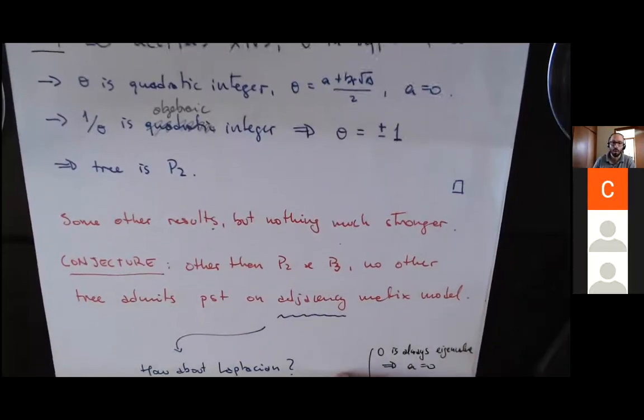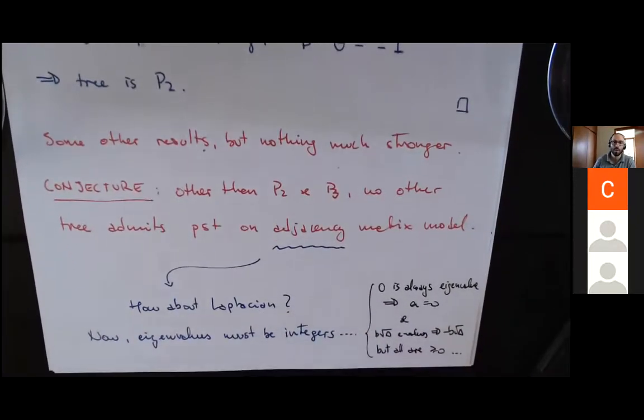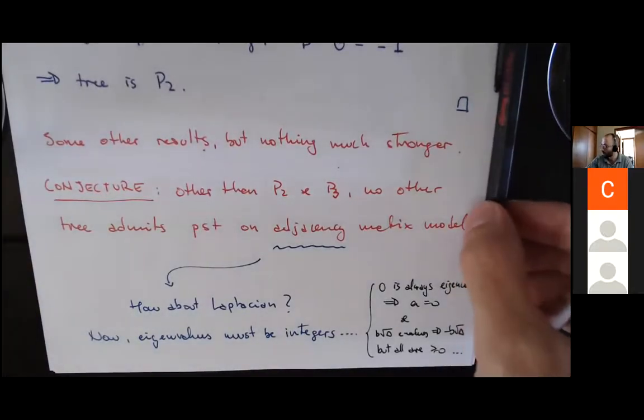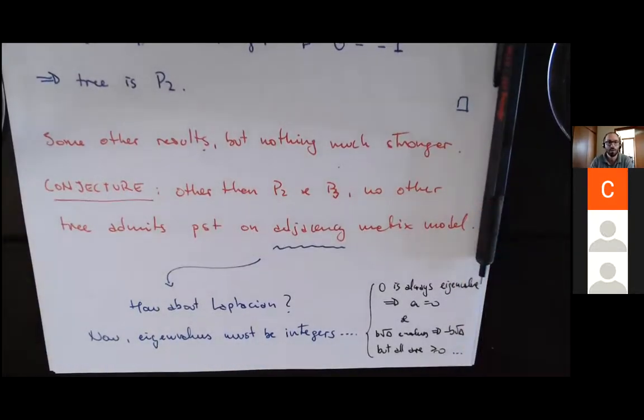We do have some other results about restricting perfect state transferring trees, but nothing much stronger. I mean, or at least nothing that looks as nice as this one. Well, you can check. I think all results basically.